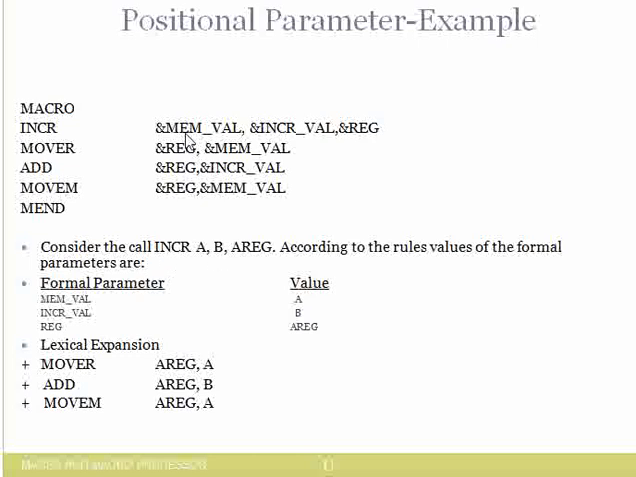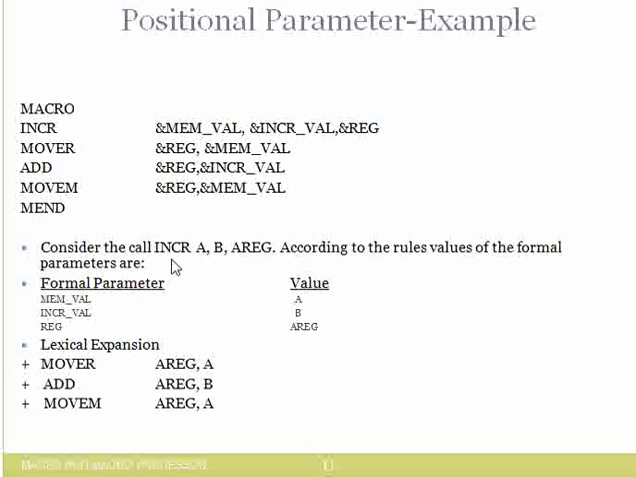And how are these formal parameters, which are positional parameter type, given values? They are given based on the order in which the actual parameters appear in our macro call. That is why the name is positional parameter. The positional parameter means parameters are given values based on the order in which they appear, or based on how they appear in our macro call.